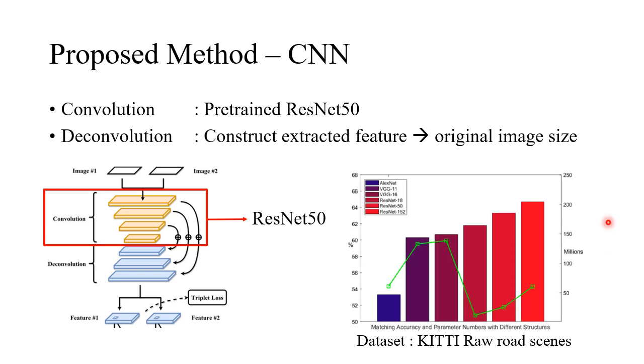And let's go to the CNN process. First, those two images, image 1 and 2, will be fed into the pre-trained ResNet 50 and we'll get a lower dimensional feature representation. And this representation will go to the deconvolutional network to reconstruct it into the original image size.